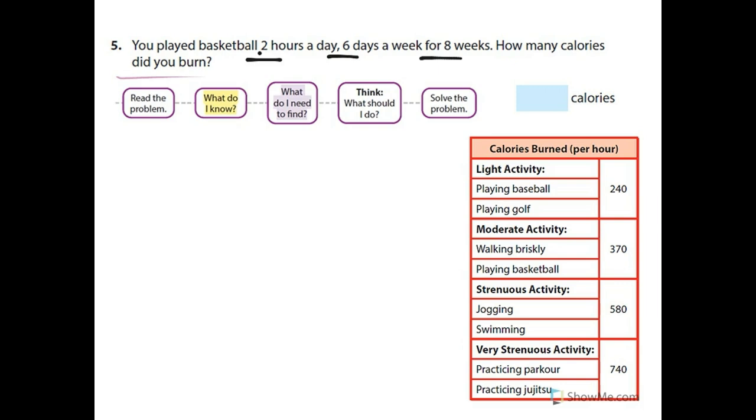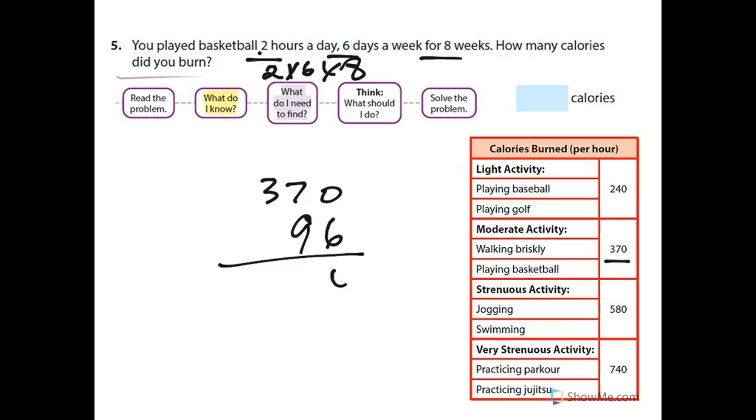All right, so 2 times 6 is 12, and 12 times 8 is 96. What am I going to multiply 96 by? Basketball. Where's basketball? 370. 6 times 0 is 0. 6 times 7 is 42. 6 times 3 is 18. 18 plus 4 is 22. Carry my, or drop my 0.